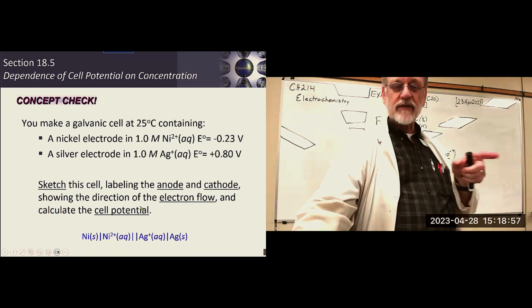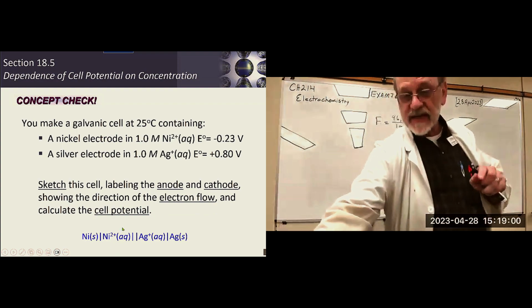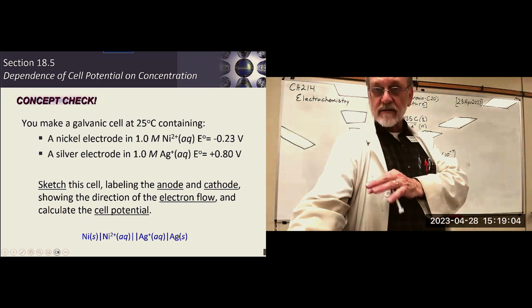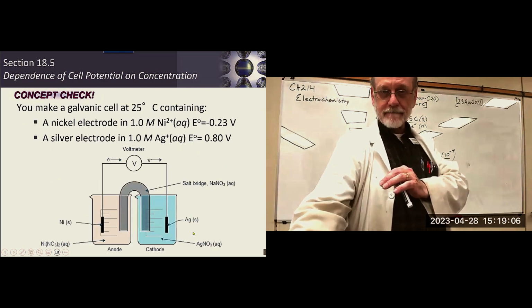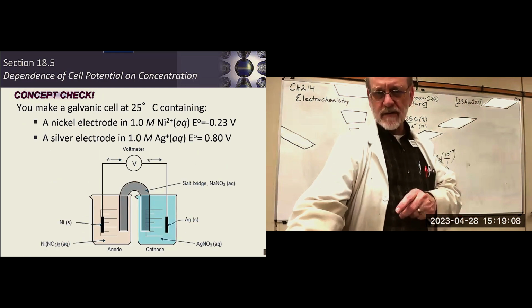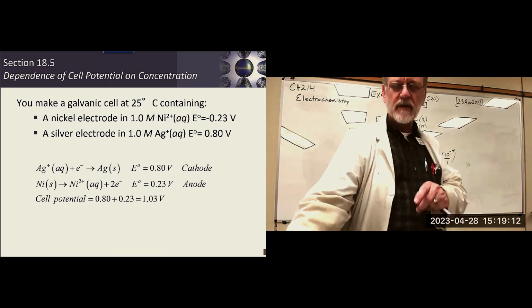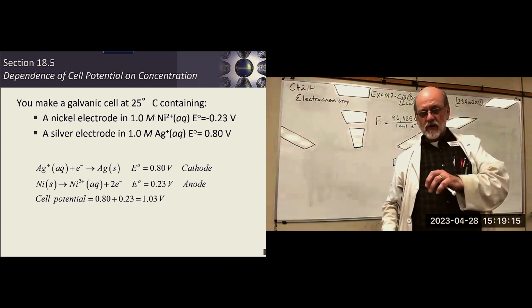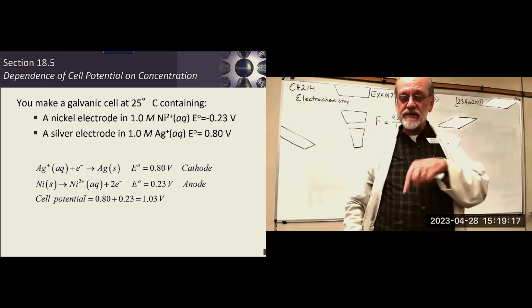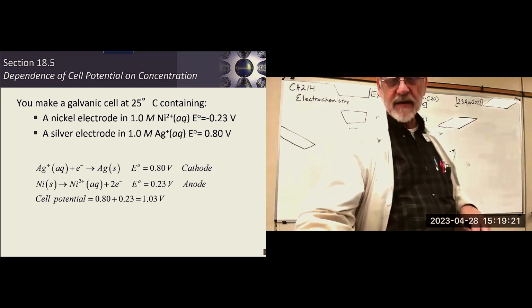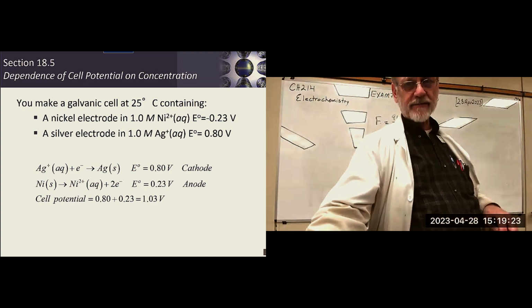If we do that, then we can add them together. Well, there's the line notation. That means the nickel needs to be on the anode side. The silver needs to be on the cathode side. That's true. And there's a sketch. But what's the standard voltage? Here it is. So 0.8 minus a minus 0.23, and you have 1.03 volts for that galvanic cell.